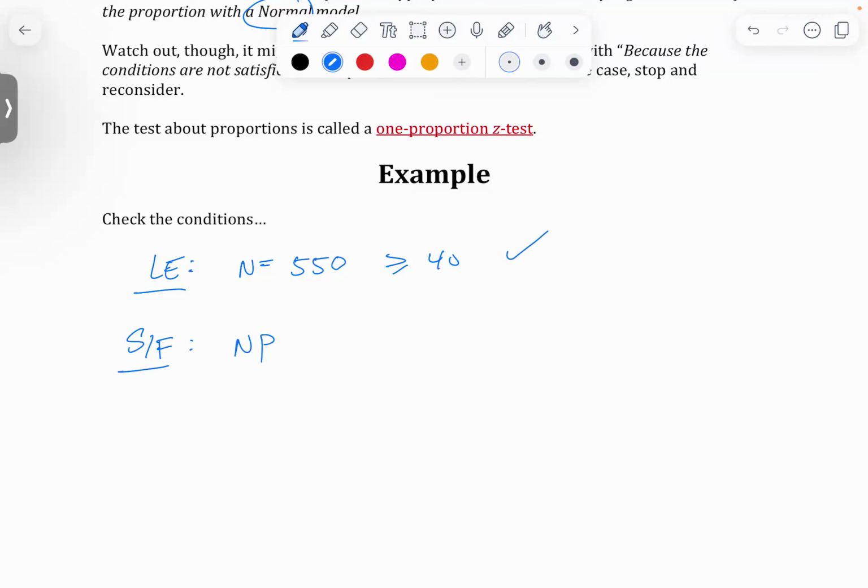Then the success-failure conditions: N P0 now, not P hat, because it's all about the assumption. The defendant is innocent is our initial assumption. So we assume that our claimed value, that half the country likes Pepsi, is the true value, and we will have strong evidence to disprove that. That's our goal. We are the prosecutors, always trying to prove guilty, but we start with their assumption.